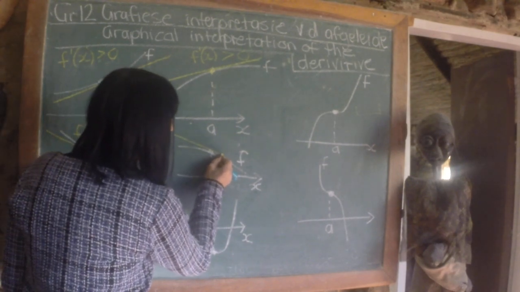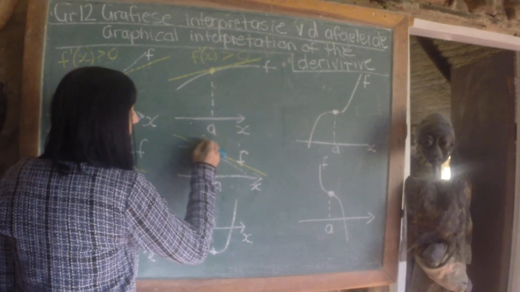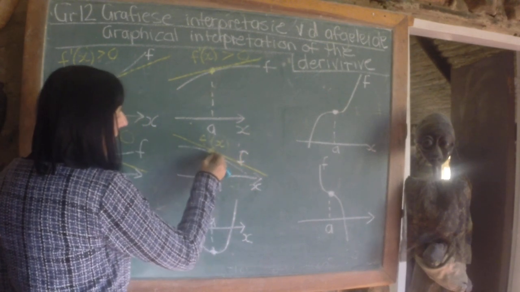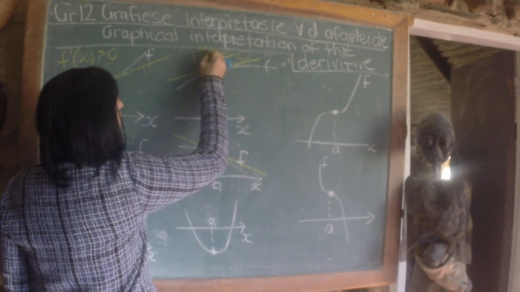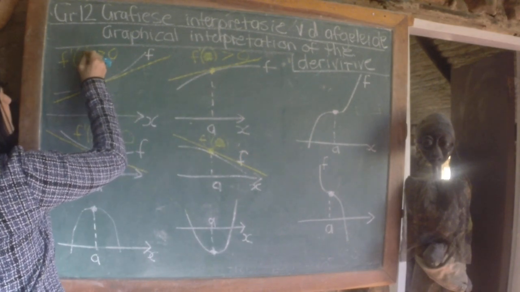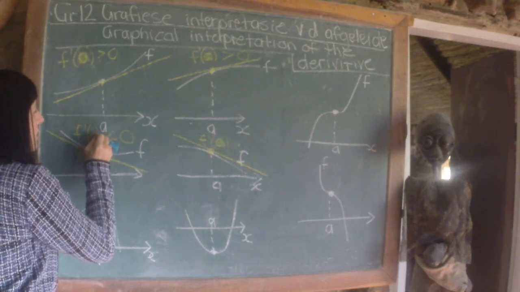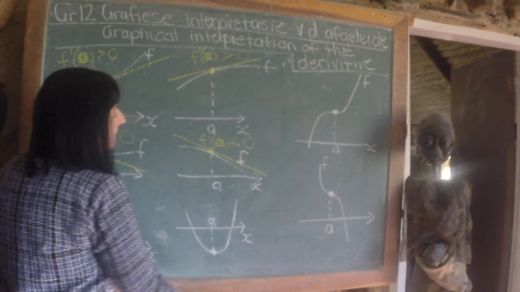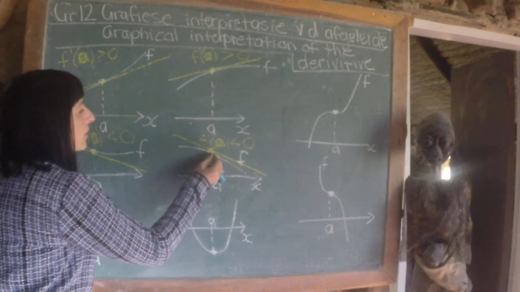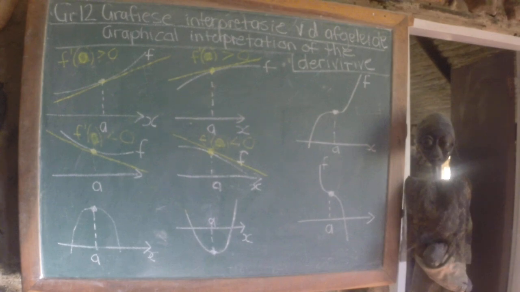Same with this one. If you draw in a tangent at this specific point A, then if you get the derivative of this function at this specific point, ek dink ons kan hom na A toe verander, by daai spesifieke x-waardes, then the gradient will be negative. It will be smaller than 0, because this is a descending tangent. Hy gaan afdraande, so die gradiënt van die raaklyn by daai punt gaan kleiner wees as 0. So that's very, very important info.